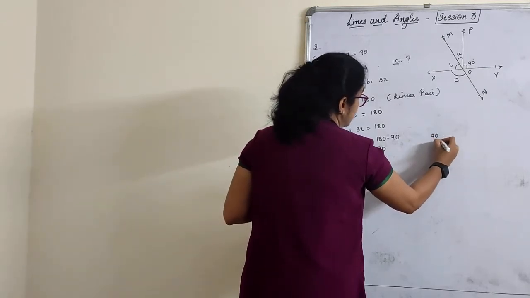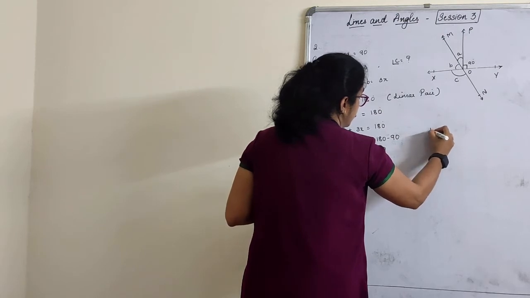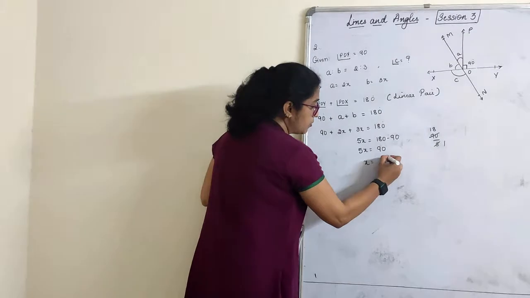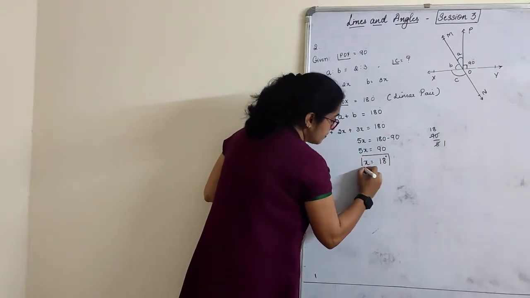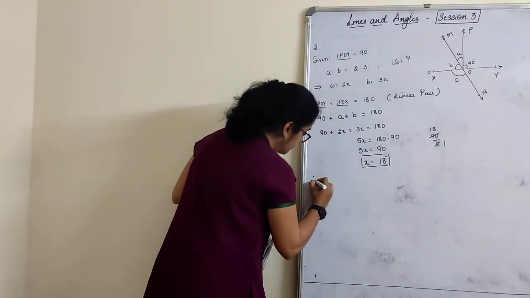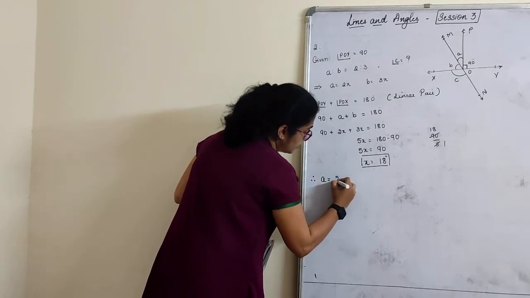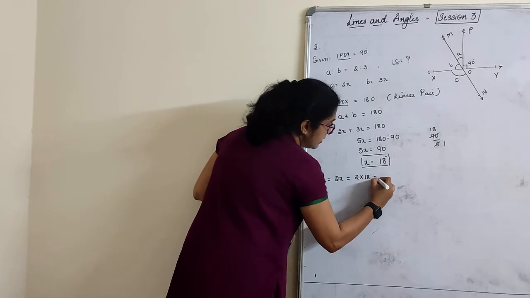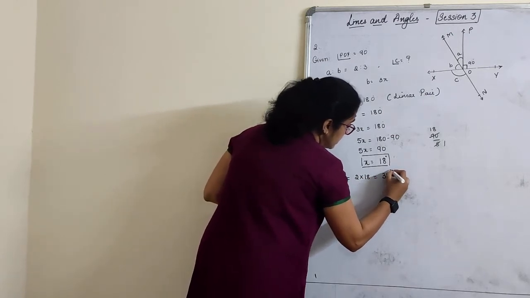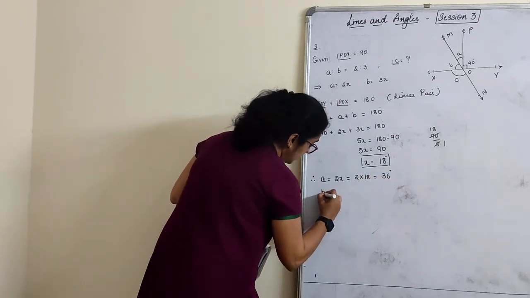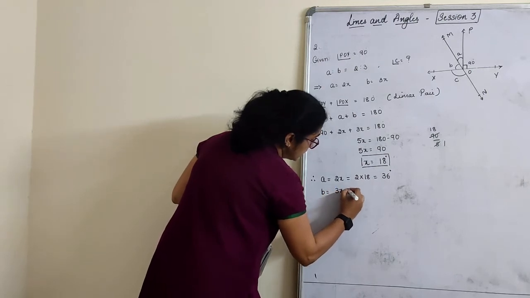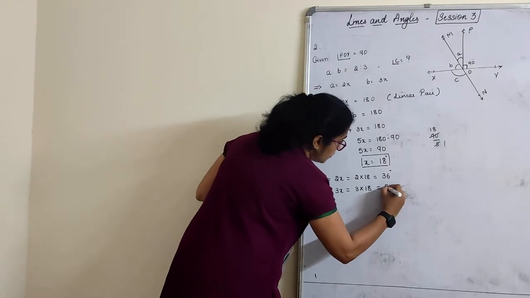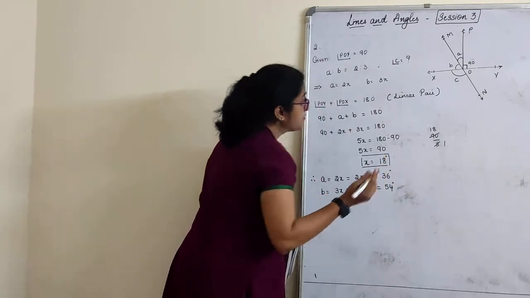Right? 90 by 5. 5 eights are 40. So x is equal to 18 degree. Therefore, A is equal to 2x is equal to 2 into 18, that is equal to 36 degree. And B is equal to 3x, that is equal to 3 into 18, that is equal to 54 degree.